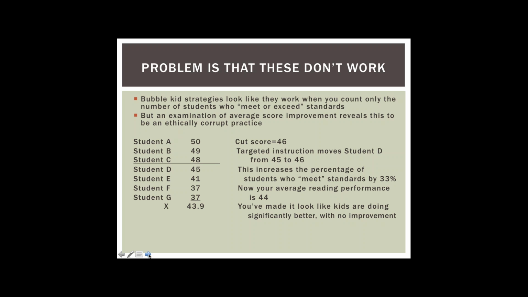Well, if you actually look at the average, what we were doing before this big effort, we were getting 43.9 on this reading test on average across the 7 kids, but now our performance is all the way up to 44. In other words, it's only gone up 1/10 of a point. These kids aren't actually reading any better, but we've sure made the school look better. We've sure made ourselves look better. And I guess student D is happy. If I were a parent of student E, F, or G, I might not be so thrilled. This clearly is an unethical practice and a really inappropriate way to try to raise student test scores.